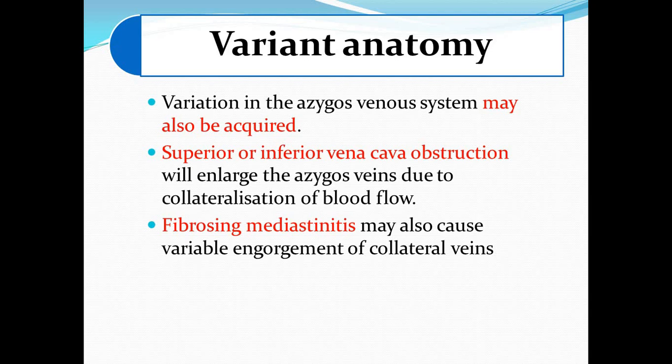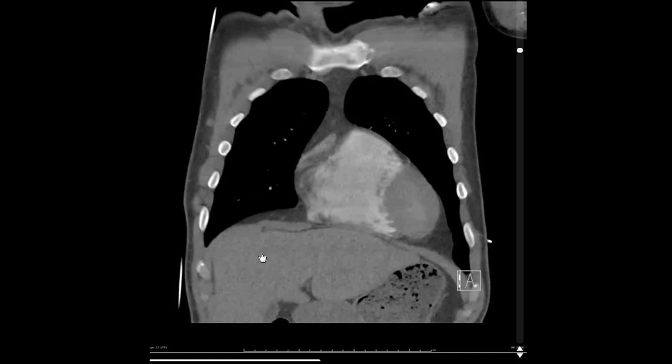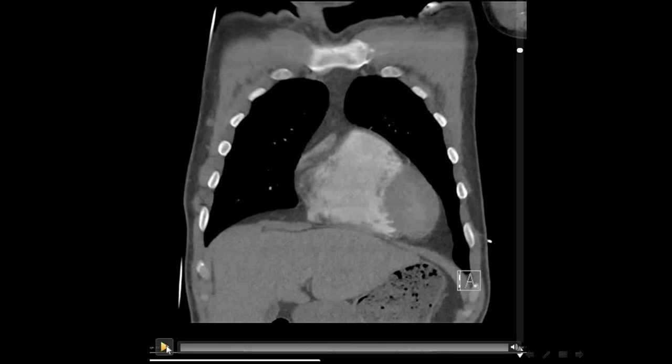We should also know that these variations are not always congenital. Sometimes they could be acquired, because we talked previously that when there is occlusion of the superior or inferior vena cava, these veins will open. So we will see some new circulations which are not identified usually. Another thing to notice is in case of fibrosing mediastinitis, there may be variable engorgement of these collateral veins. So let's have a look at this series here.